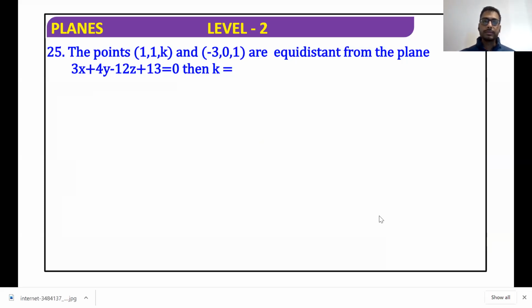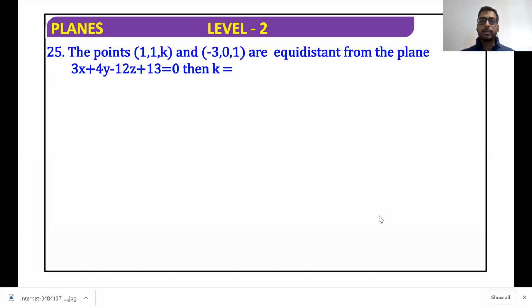Let's see the next question. The points this and this are equidistant from the plane this. Then k is equal to question mark. It is given that the points are equidistant. The points are equidistant means that the distance of the point from the plane is equal. And if the distance is equal, I can find the distance by using distance formula and equate both of them.